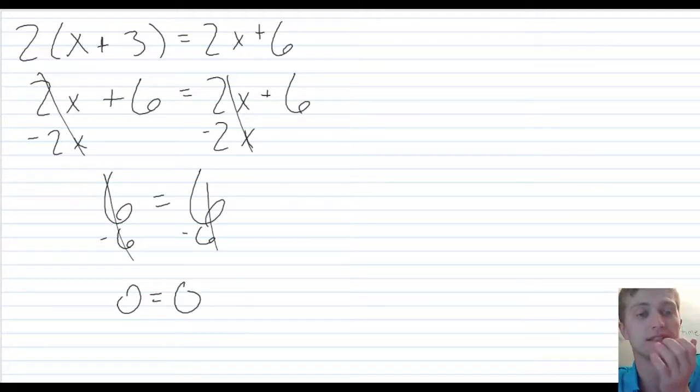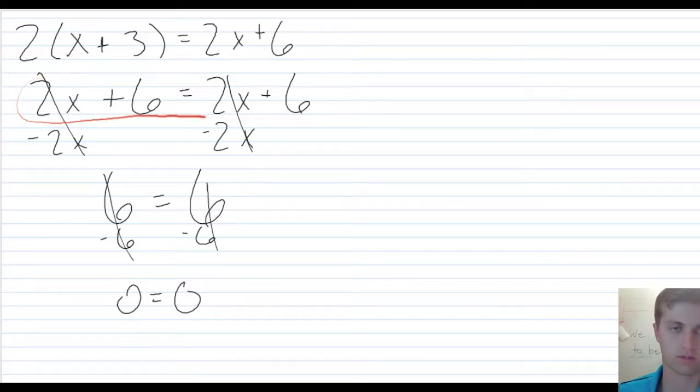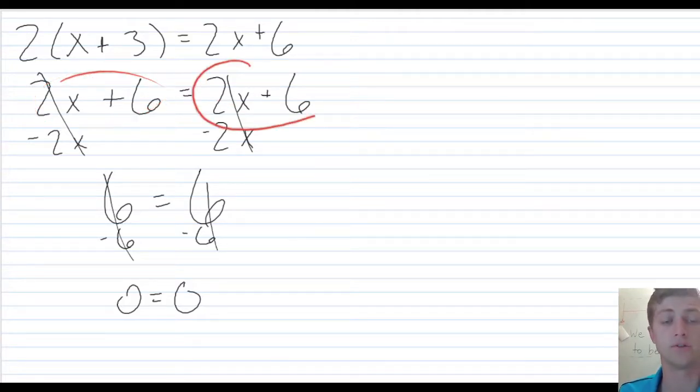Okay, so let's take a look at this step right here. 2x plus 6 equals 2x plus 6. Are those two things equal? Yes, they're exactly equal. What does that mean? That means that no matter what we plug in for x, it's always going to equal the other side. If we plug in 1, 2 times 1 is 2 plus 6 is 8. Same thing over here. If we plug in 1,000,000, it's going to be 2,000,006 equal to 2,000,006. So it doesn't matter what value we choose for x, this is always going to be true.